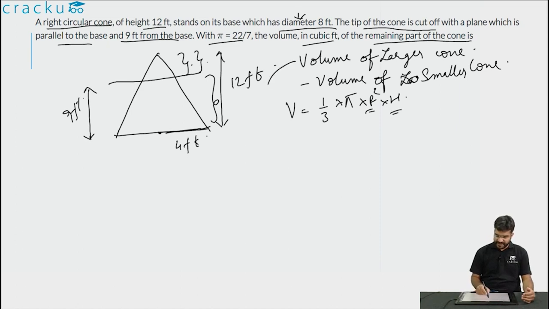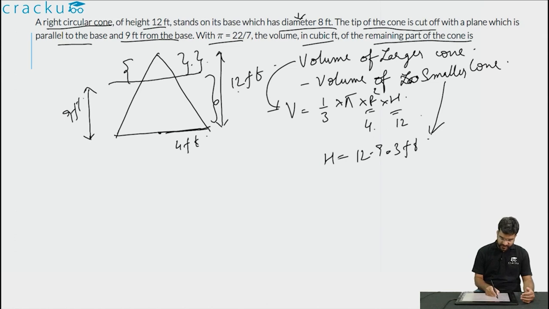Now calculating the volume of the larger cone is quite easy. We know that the radius is 4 and the height is 12. Now to calculate the volume of the smaller cone, do we know the height? We know the height is actually equal to 12 minus 9. This is equal to 3 feet. So the height of the smaller cone, this part, is 3 feet. This we know quite easily.